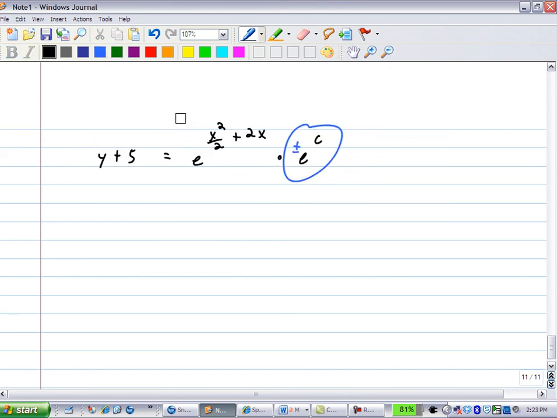What else do you suppose I'll do to both sides? Minus 5. 2x minus 5. Okay, next thing to do is plug in numbers. What was the initial condition? When x is 0, y is negative 1. Okay.